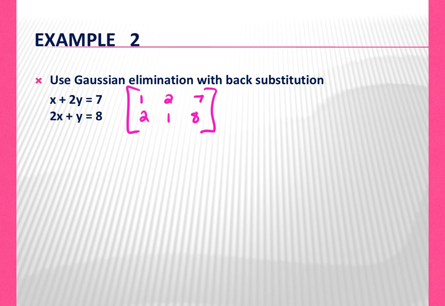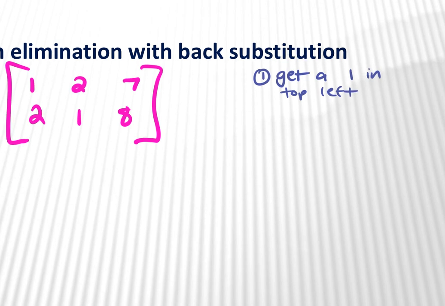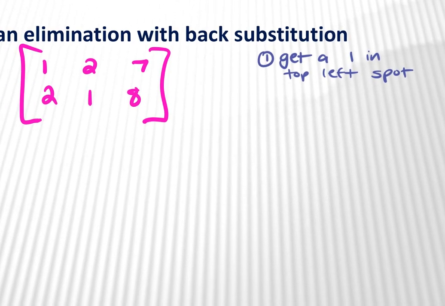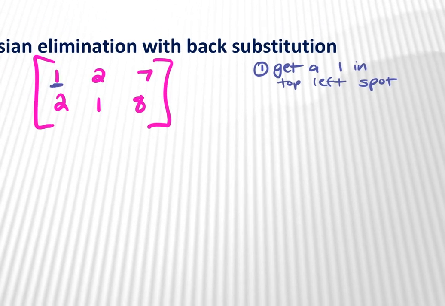And this is the order I would recommend, but there are times in which these get weird and you cannot do it, and it makes more sense to do it a different way. It doesn't mean you have to do it this way all the time. So for me, the first goal I always do is to get a 1 in the top left spot. I start there because it makes the rest easy. So because that 1 is already there, I don't need to do that.